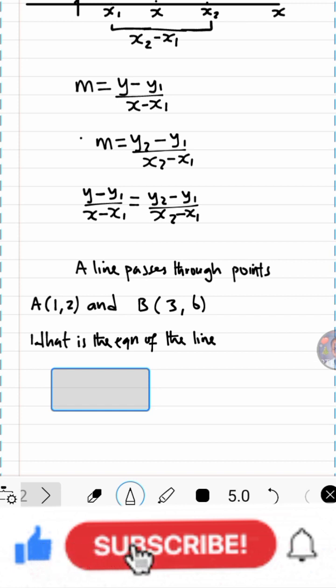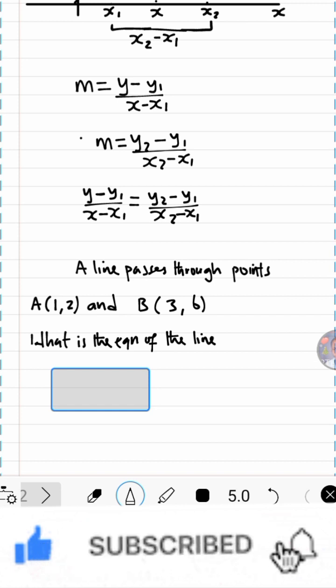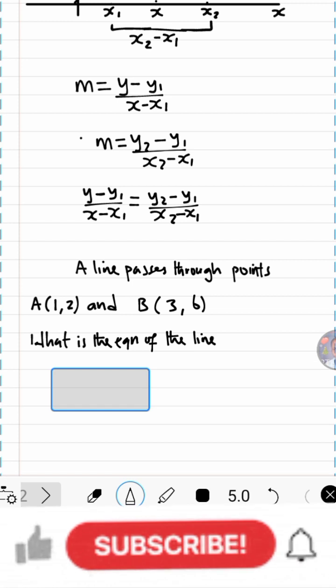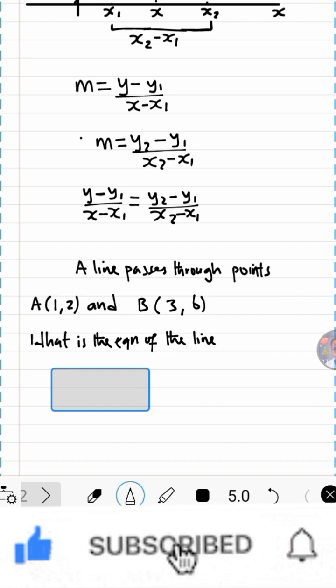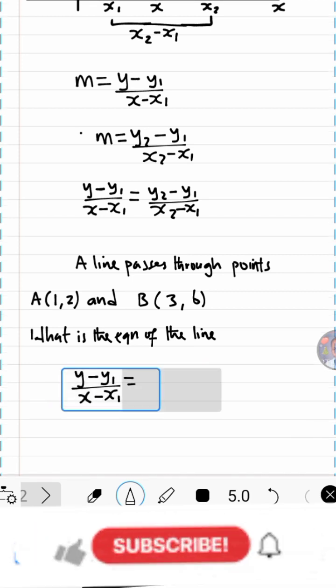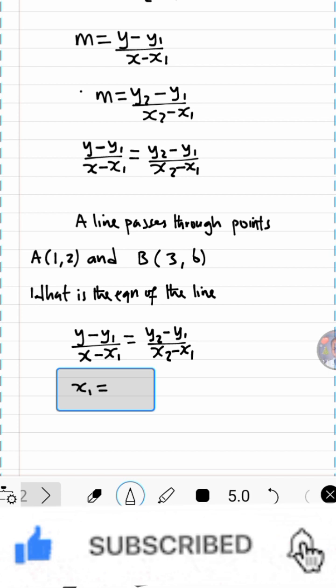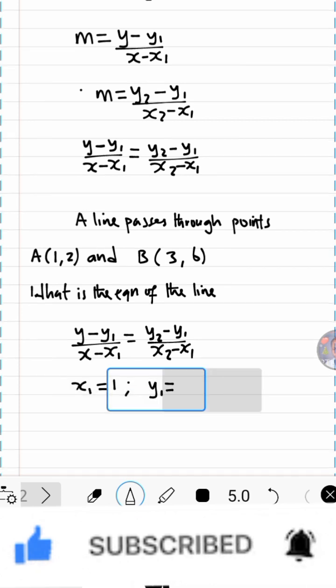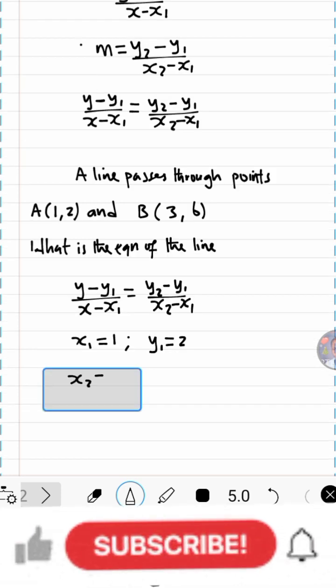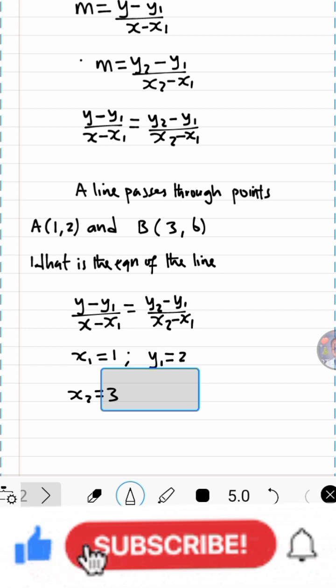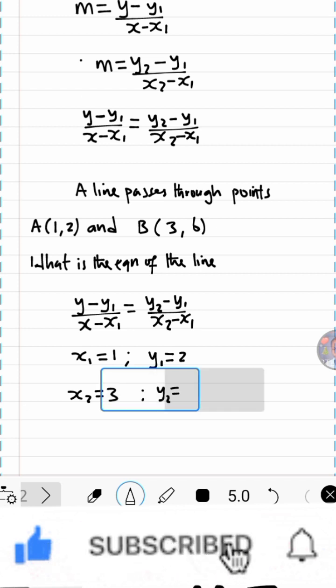So we have a question that says a line passes through points A, which is 1, 2, and point B, 3, 6. What is the equation of the line? Solution. The first thing we have to do, let's write the formula for calculating the equation of a line that passes through 2 given points. And the formula is, from the 2 given points, let's say the first point is x1, y1. Therefore, x1 is equal to 1 and y1 is equal to 2. x2 is equal to 3 and then y2 is equal to 6.